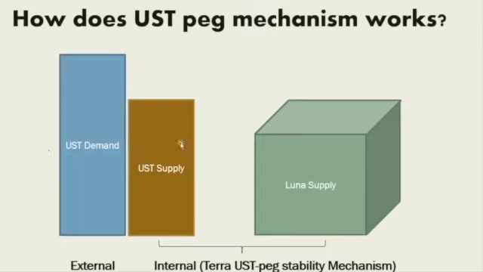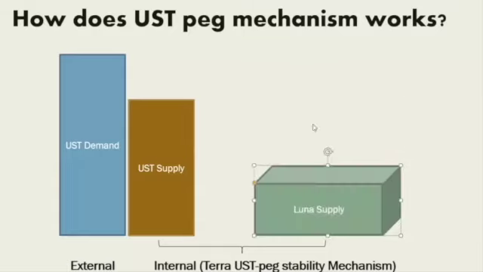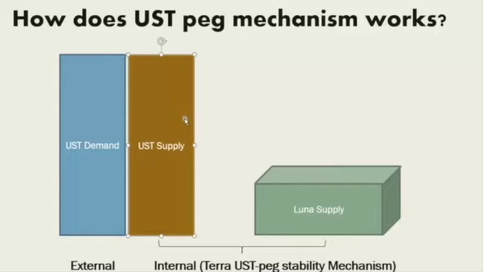You have to create new UST supply. And this new creation of UST supply comes from burning Luna. So Luna will be burned on chain, and then people will sell the UST off chain. So this will create a new supply of UST, and then the peg will be brought back to $1.